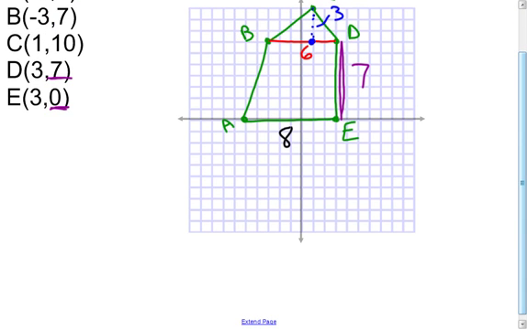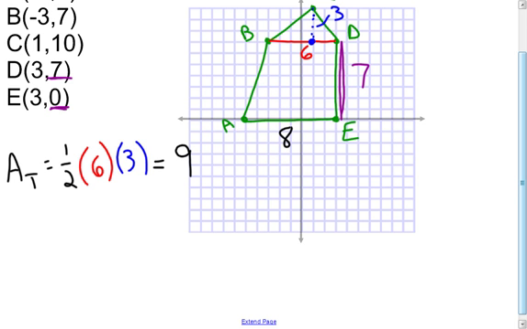So if I start out with my triangle, area of my triangle, 1/2 times my base, which is 6, times my height, which is 3, and I find out that the area of my triangle is 9 square units. Then it's the area of the trapezoid. So TRA for trapezoid and TRI for triangle.